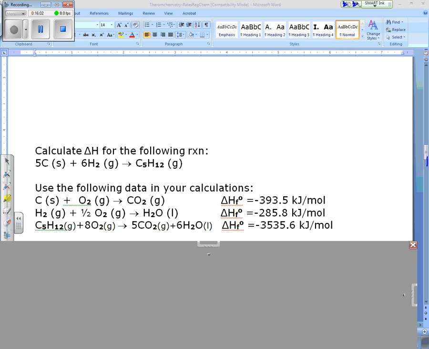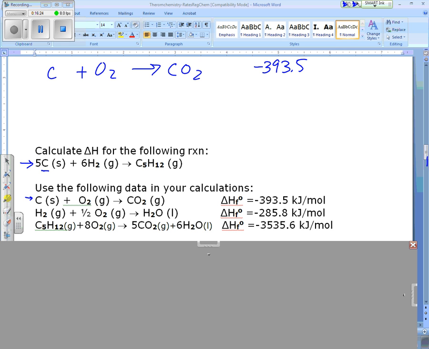Now, to get this correct answer, what you're going to do is start with your goal equation. And so we'll start here with carbon. I see carbon in the first equation. It is on the correct side, so I'm just going to write it down. C plus O2 gives me CO2, and I'm going to keep a list of my delta H values. Again, don't forget about those because that's the important part.